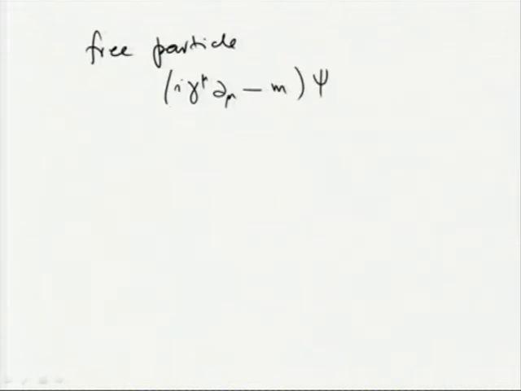We are discussing the Dirac equation, which is another way of describing a relativistic quantum particle. So, we said for a free particle, we could consider the equation (iγ^μ ∂_μ − m)ψ = 0, where m is the mass of the particle and ψ represents the wave function. It represents the particle and it is the wave function of the particle.